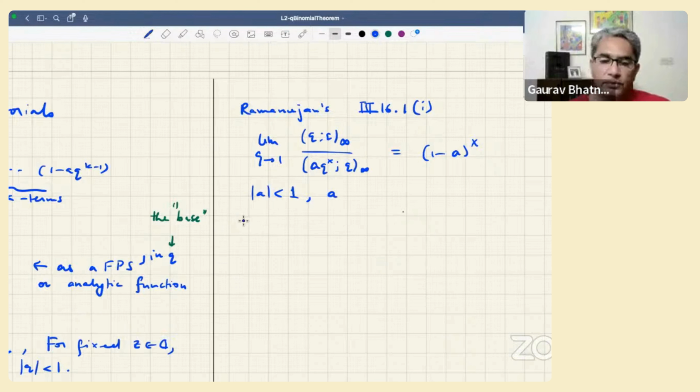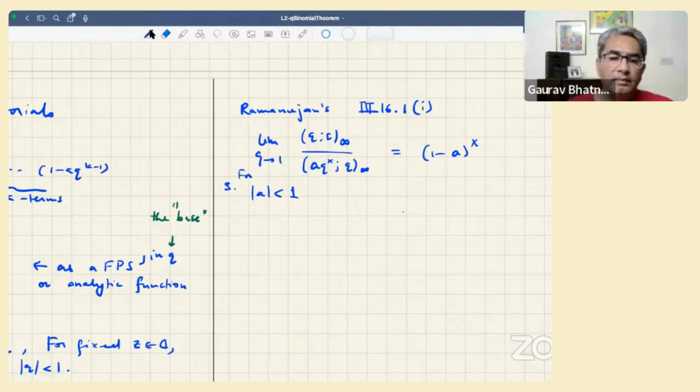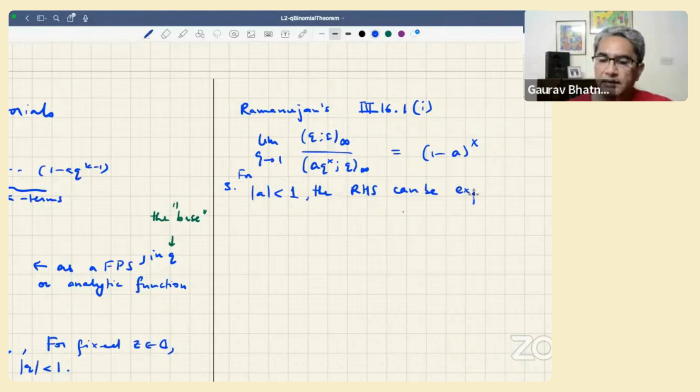So let me put it as 3. For a less than 1, the right hand side here can be expanded using the binomial theorem.